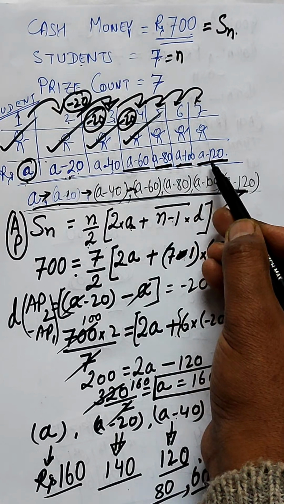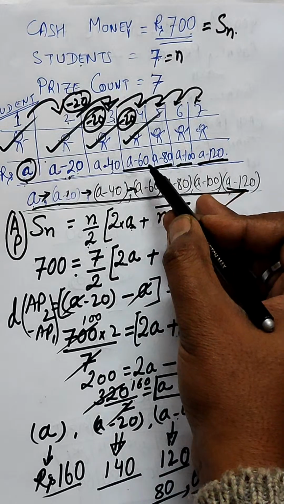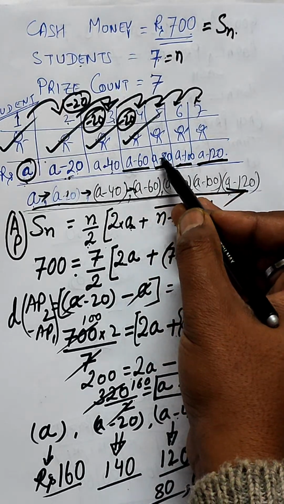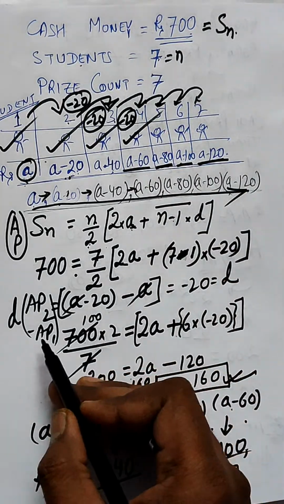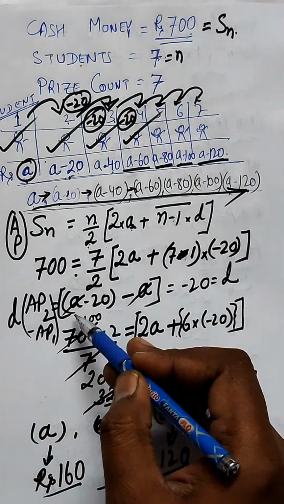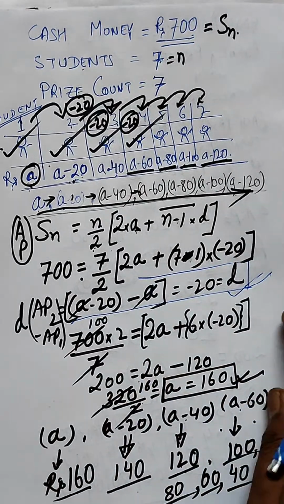So you will be getting again minus 20. Every time you subtract a term from its next term, you get the value of the common difference, right? So what I tried to show on this line, you can see, is how this common difference is calculated.